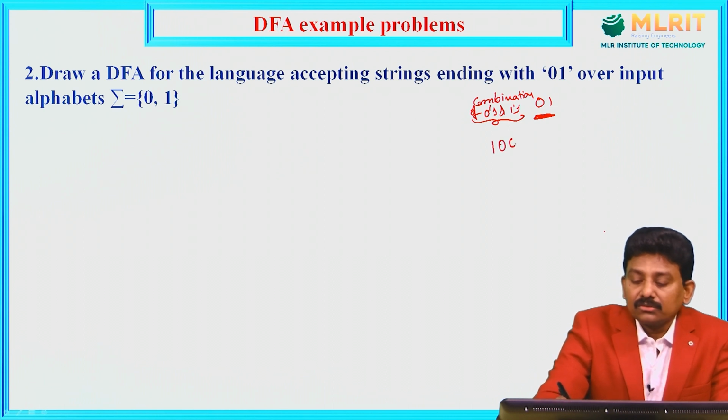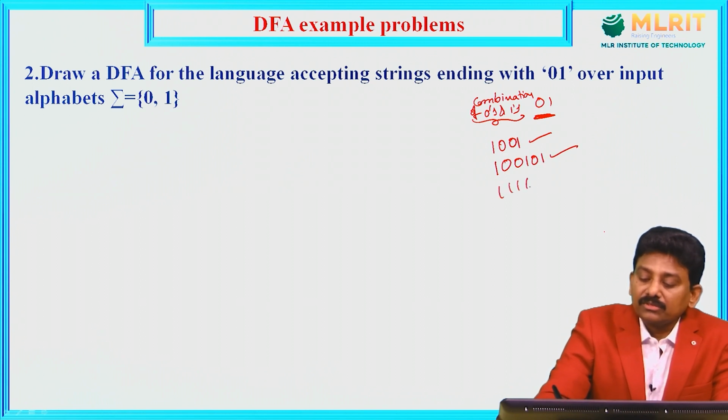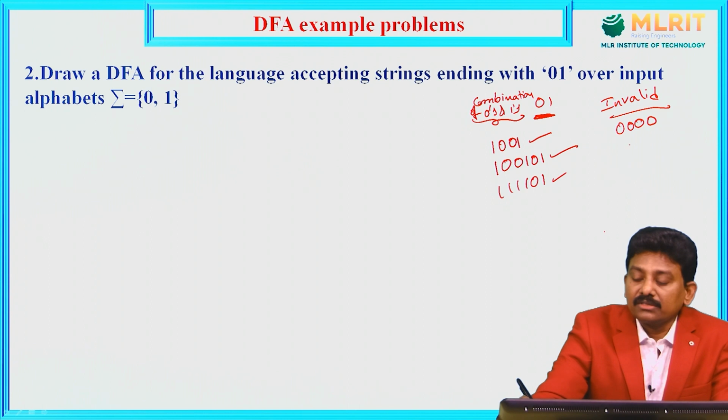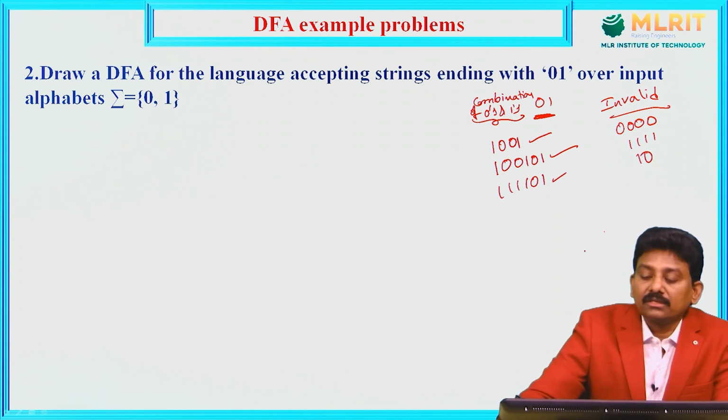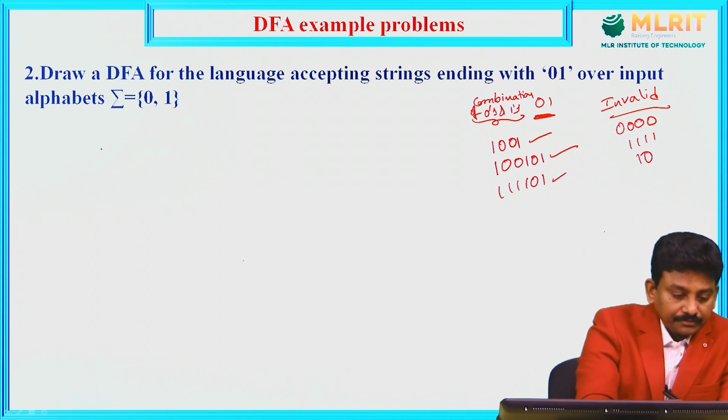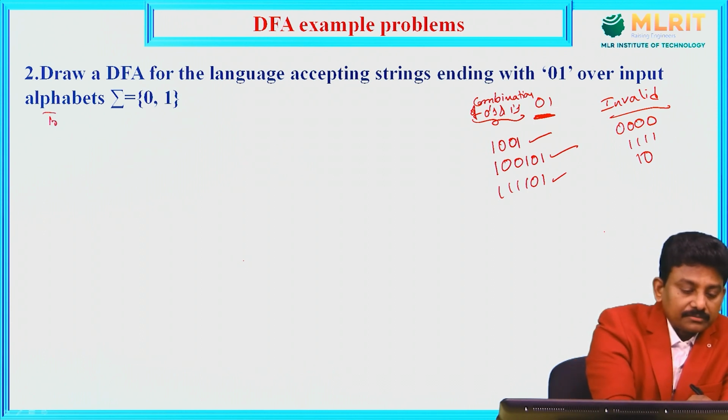1001 is valid. 100101 is valid. 111101 is valid. Invalid strings are 0000, that is invalid. 111 is invalid. 10 is invalid, like that. For that, we need to draw the DFA transition diagram.